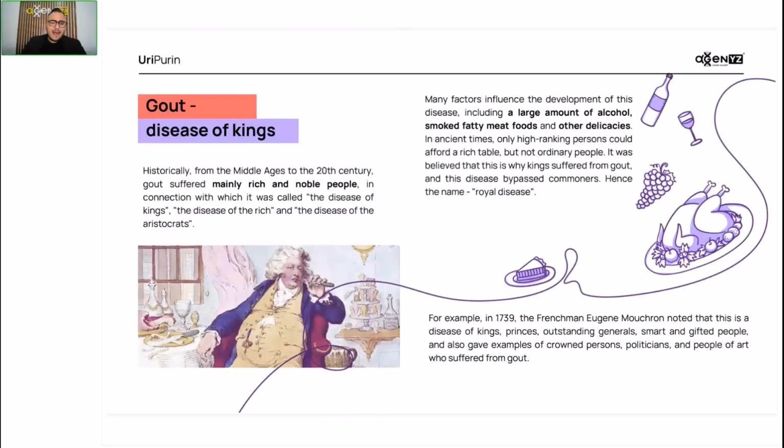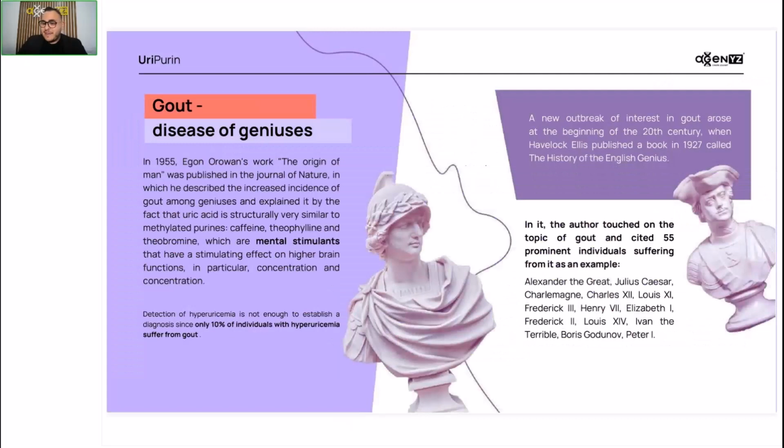Historically, gout is also known as the disease of kings, because generally the people who suffered from it were rich and noble people from the kingdoms, as they were known to consume large amounts of alcohol, smoked fatty meats, or other delicacies. Some examples in history, like Alexander the Great and Julius Caesar, all suffered from gout.